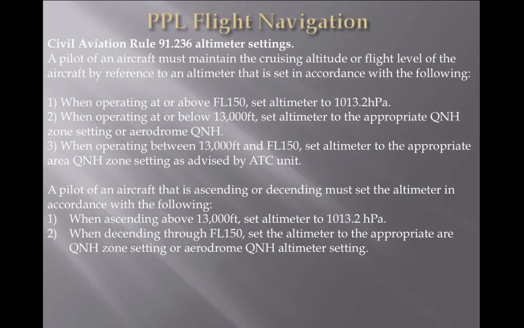When operating at or below 13,000 feet, set your altimeter to the appropriate QNH zone setting or aerodrome QNH. When operating between 13,000 feet and flight level 150, set the altimeter to the appropriate area QNH zone settings or as advised by ATC. A pilot of an aircraft that is ascending or descending must set the altimeter in accordance with the following. One, when ascending above 13,000 feet, set the altimeter to 1013.2 hectopascals. When descending through flight level 150, set the altimeter to the appropriate QNH zone setting or aerodrome QNH altimeter settings.